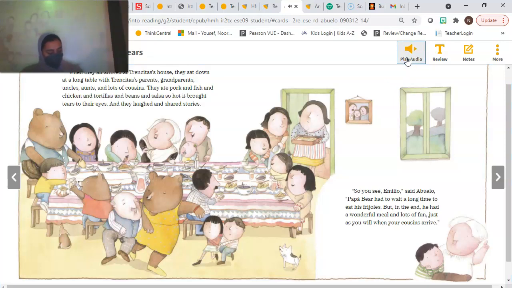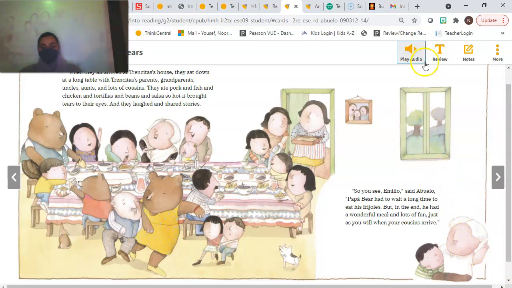How is Papa Bear's problem fixed? Jasmine? Beans, right? Frijoles. He finally got his frijoles. And Mama and Osito walked Trencitas home. And then they ate with Trencitas' family. Is the story over? No, not over, because I still don't know how Emilio's problem is solved. Did Emilio's family come, or is he still hungry and waiting too?